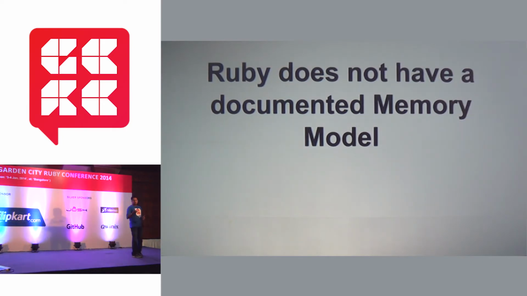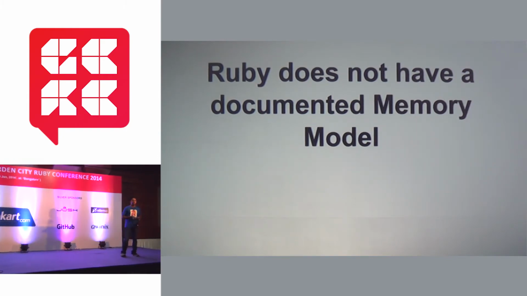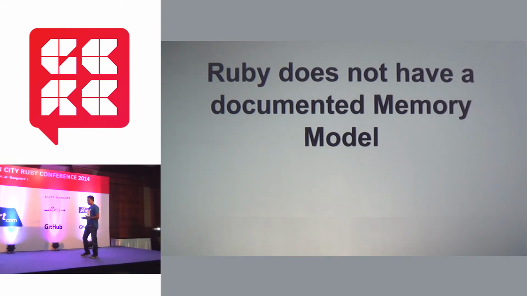Now, if I don't have a written down memory model and I'm going to write a Ruby implementation tomorrow, I have the liberty to choose whatever memory model I want. So the code you're writing against MRI may not essentially work right on my implementation of Ruby. That's the big implication, right?